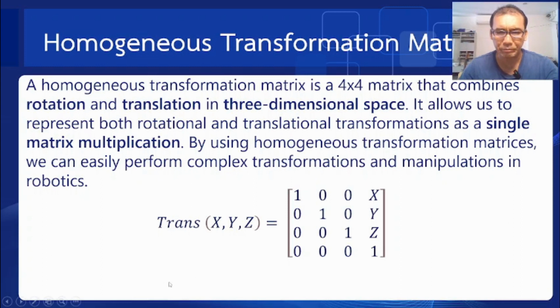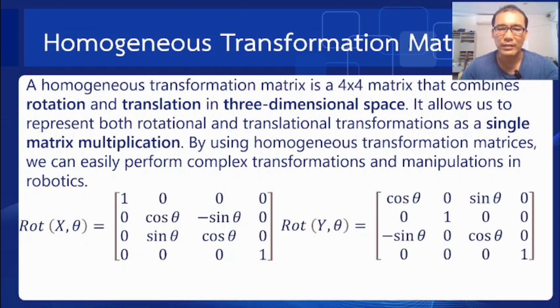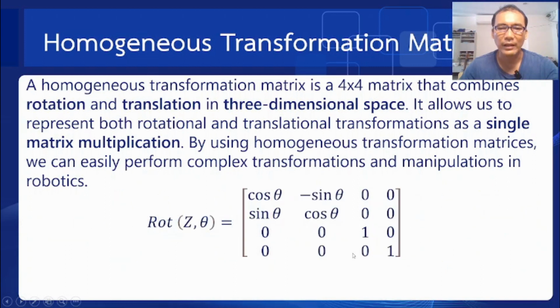So this is the matrix of translation in X, Y, and Z. And then this is the rotation matrix about the X-axis. Next is the rotation matrix about the Y-axis. And the last is the rotation about the Z-axis.